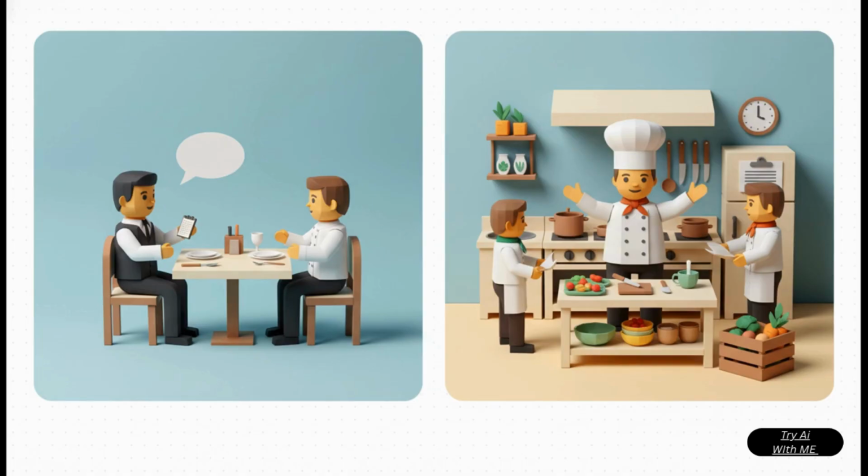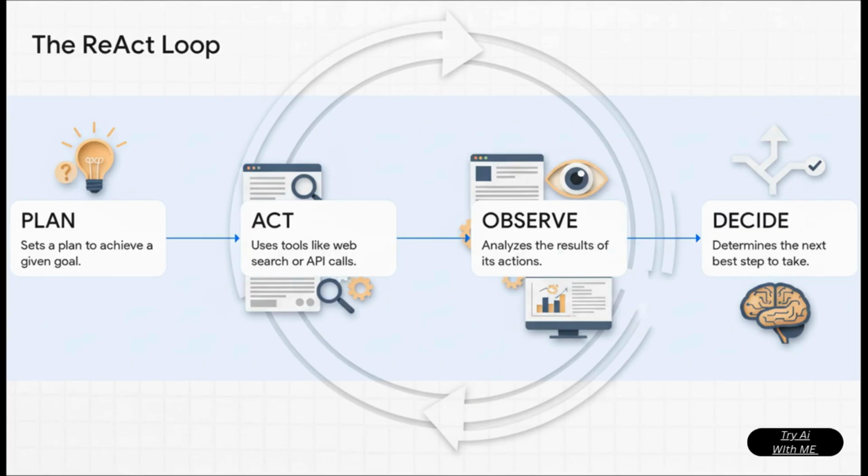Now, think about the head chef. They're not just answering questions. They're running the whole kitchen. They plan the entire menu, they order the ingredients, they tell the other cooks what to do, and they make sure every single dish is perfect. That's an AI agent.